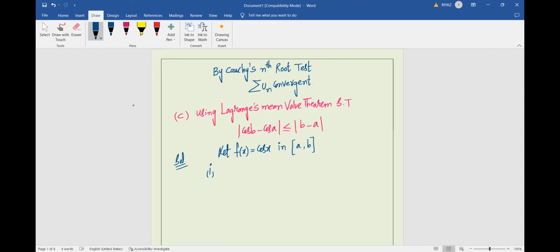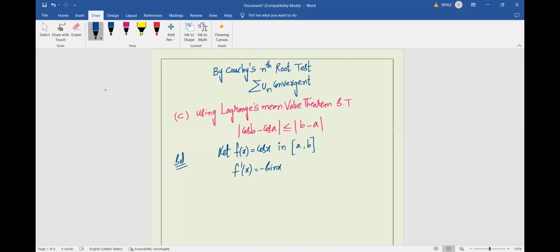Let me do one thing. We will find out f dash of x first. So, f dash of x, what is f dash of x? What is the derivative of cos x? Of course it is minus sin x. The derivative of cos x is minus sin x.